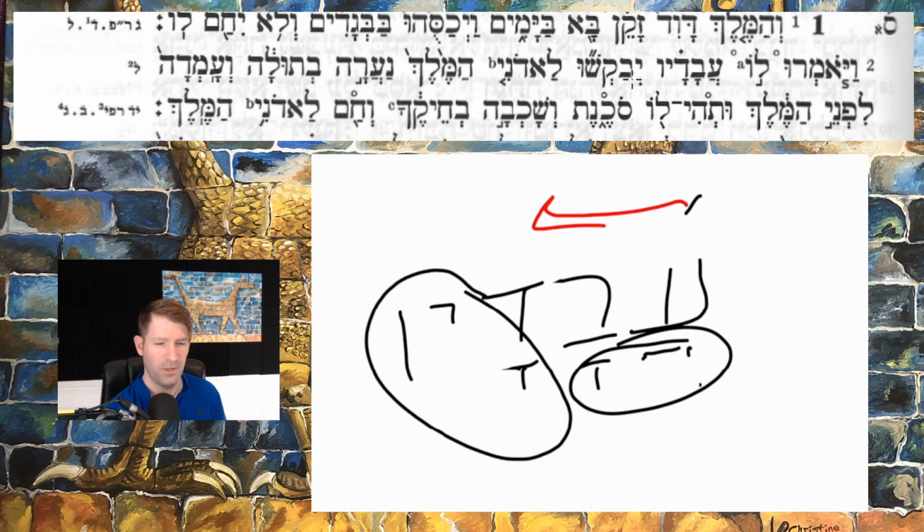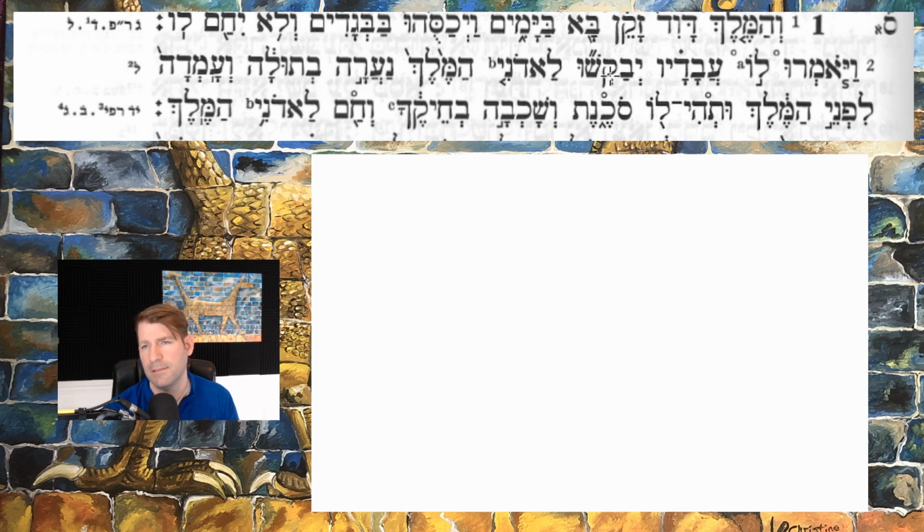So this is an interesting form. This is a Piel imperfect third masculine plural from bakash, beit, kof, shin. Let them seek. So it's a jussive form. It's not "they will seek," and it's not a question. It's a proposal, I suppose. But let them seek. So this is a jussive form. Who's the "they"? This is that sort of impersonal "they." It's like a passive, a way of saying "let her be sought."